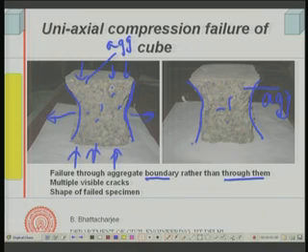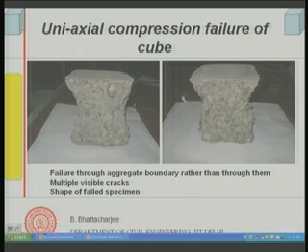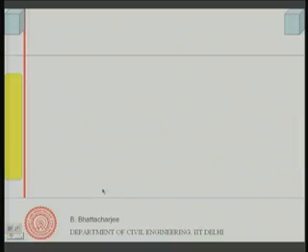So, a few things we observe from this. Failure takes place through the aggregate boundary. This is very important in normal strength concrete, and our discussion is mainly on normal strength concrete. It is rarely through the aggregate when we use sufficiently strong aggregate, and that is what we do in normal strength concrete. And then you will have multiple cracks, and the shape, of course, is important, as we have noticed, right. So, this is the first thing we notice from failure.